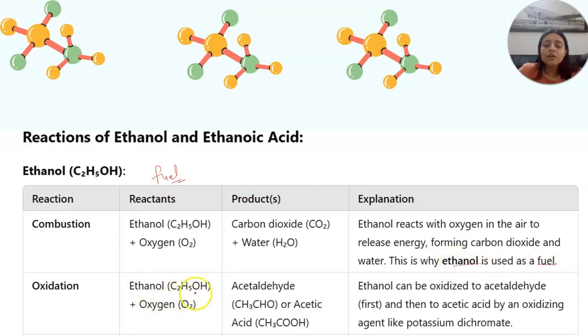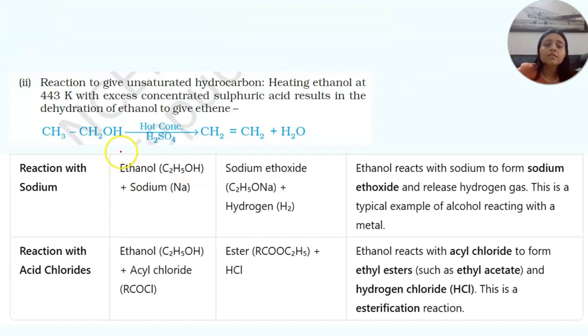Now for oxidation, when ethanol gets oxidized, it will form acetaldehyde. You already know that CHO is the functional group for acetaldehyde, and by using potassium dichromate, which is an oxidizing agent, it can form acetic acid as well. Now there's a reaction where hot concentrated H2SO4 is used to change this alcohol into unsaturated hydrocarbons. So yes, when ethanol goes through hot concentrated H2SO4, it can change into an unsaturated hydrocarbon.